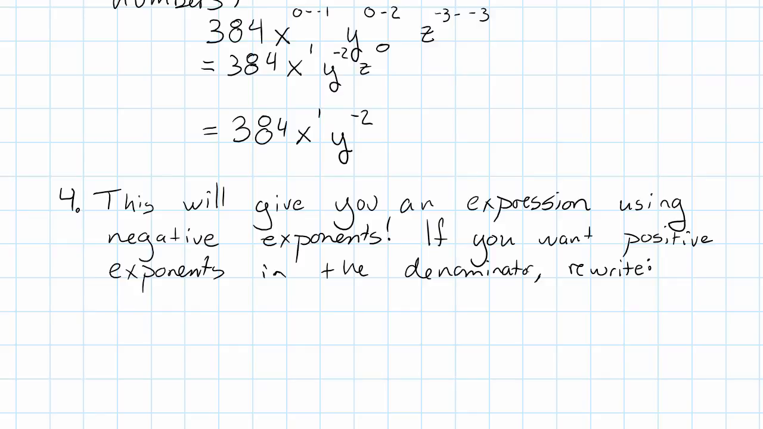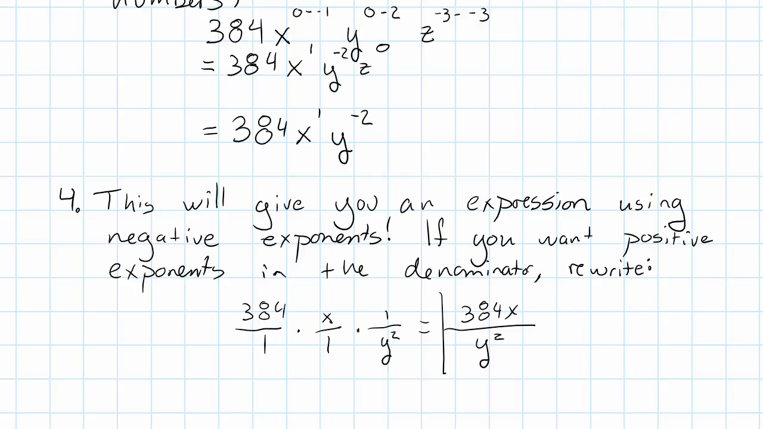But if we want positive exponents in the denominator instead, well, 384 over 1. That doesn't have an exponent. X to the 1 is just x. Y to the negative 2 is 1 over y squared. So this is going to be 384x over y squared, ignoring all the multiplying by 1.